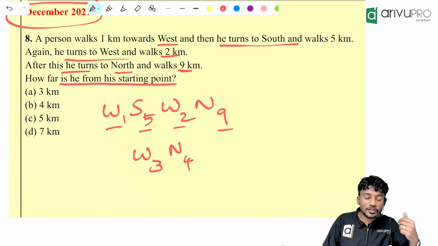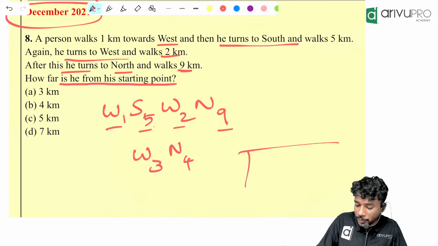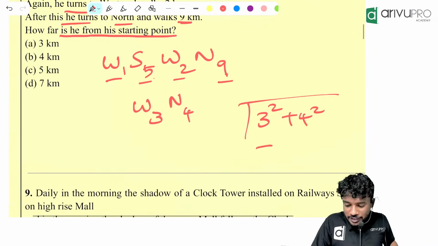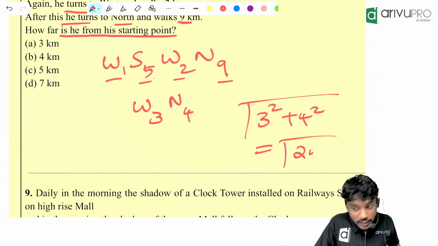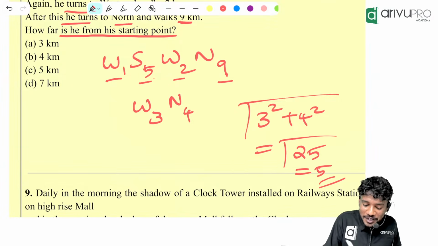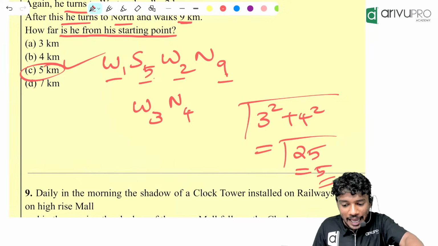Now we need to find the shortest distance. What is the answer by Pythagoras? Root of 3 square plus 4 square. How much is it? Answer, people? Root of 25. How much is the final answer? 5 kilometer is your answer.